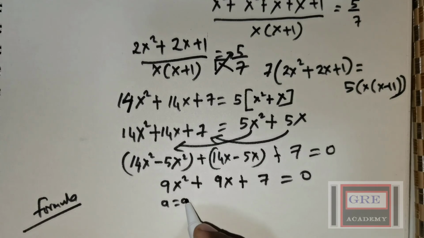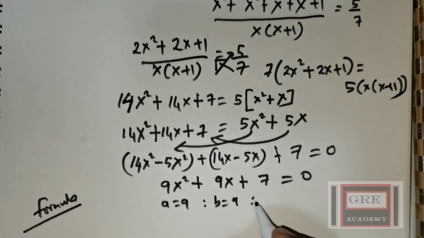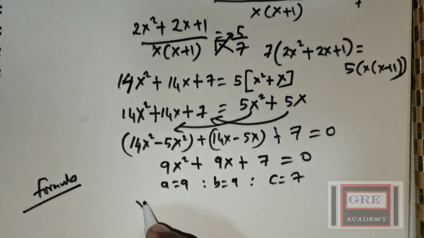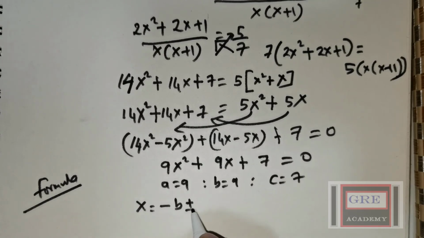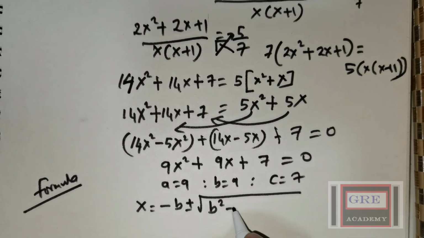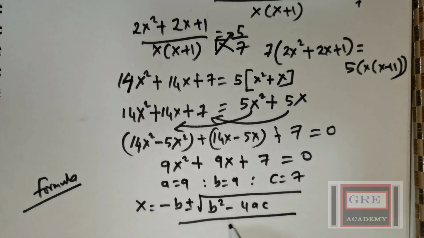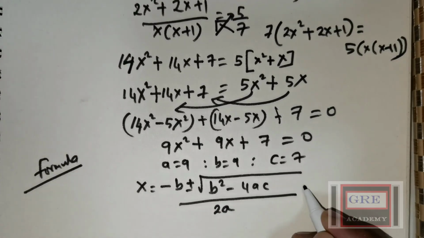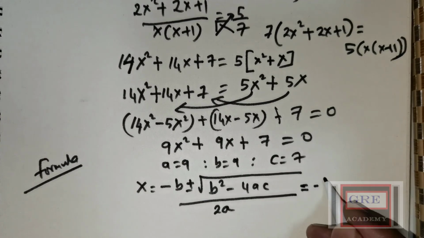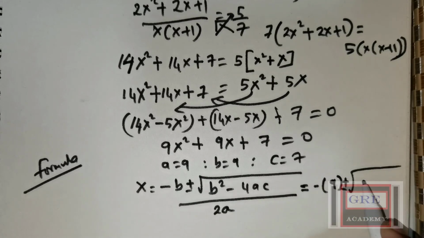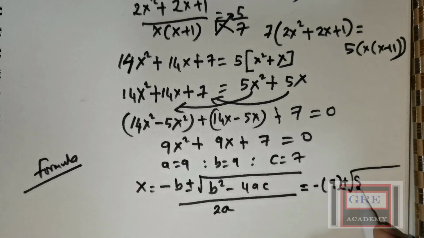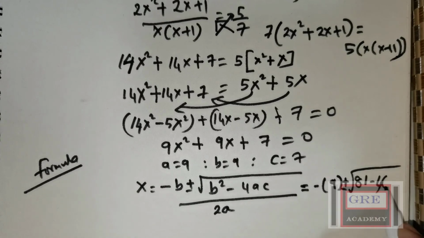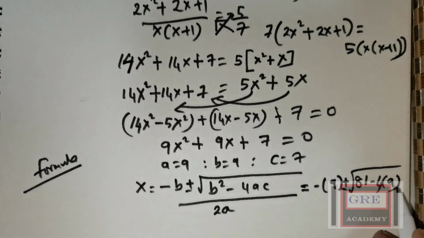So from here, a is equal to 9, b is equal to 9, c is equal to 7. Write the formula. x is equal to negative b plus or minus root of b squared minus 4ac divided by 2 times a. That is going to be equal to negative b, which is 9, plus or minus root of b squared, which is 9 squared. 9 nines are 81. Minus 4 times my a, which is 9, my c is 7. I'm writing it down there. Divided by 2 times 9.